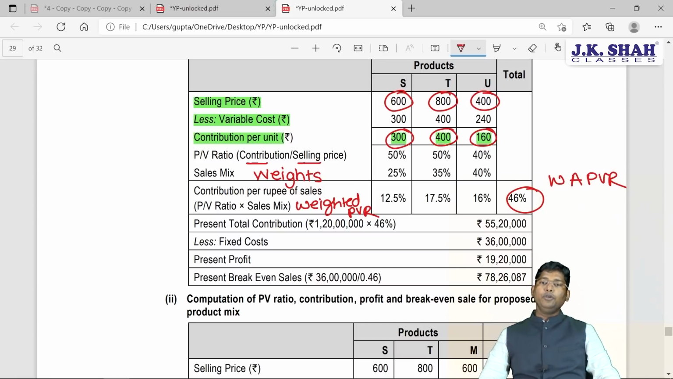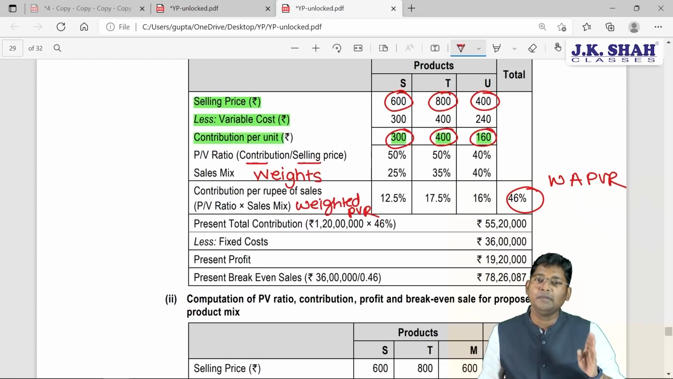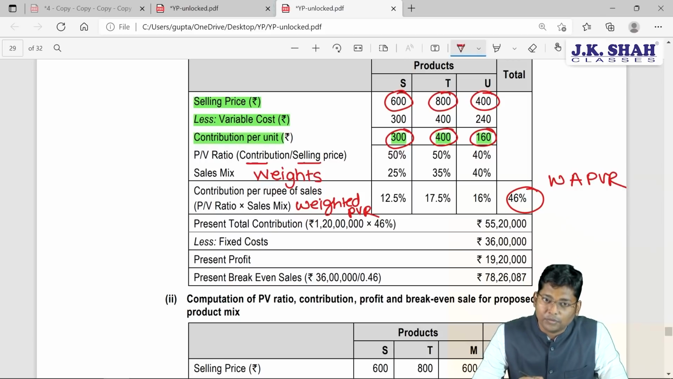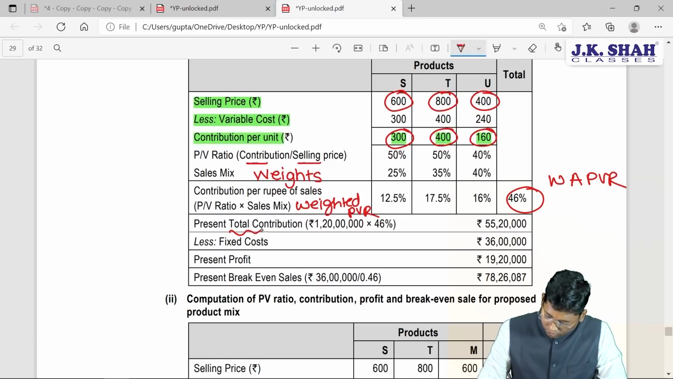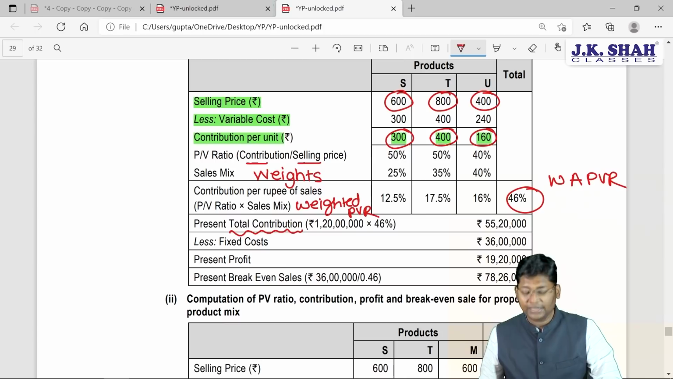Sir, when to use weighted average concept? When multiple products are given in the question. In that case, weighted average PVR can be computed. Now if you calculate the total contribution, sir, how to calculate the total contribution?